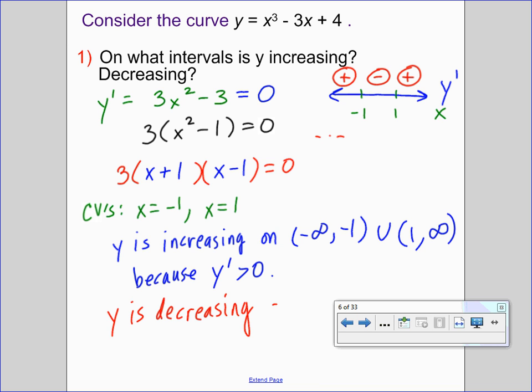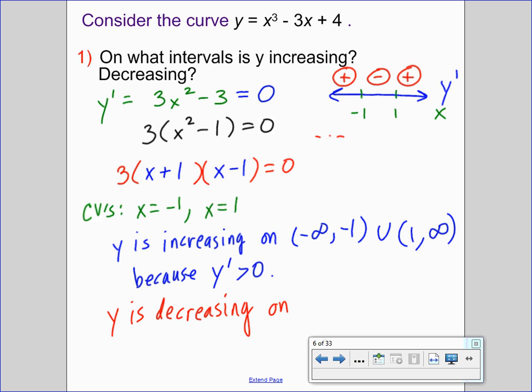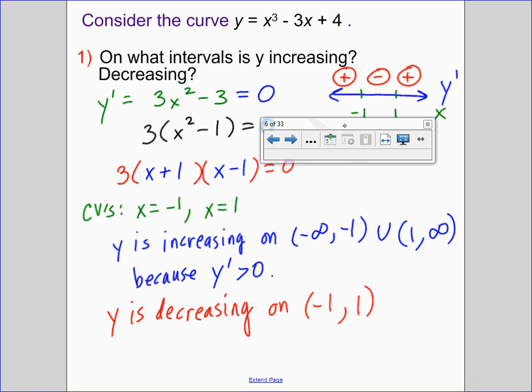Y is decreasing on just that interval, -1 to 1. Those are the only possible places, these critical values, where y could change direction. Therefore, our only interval where y is decreasing is on -1 to 1. And if this is on a free response question, we have to include the justification because y prime is negative on those intervals.